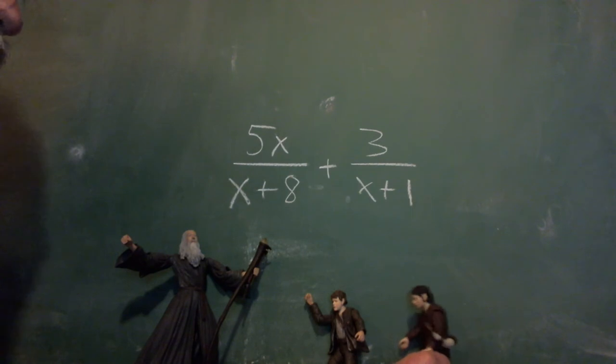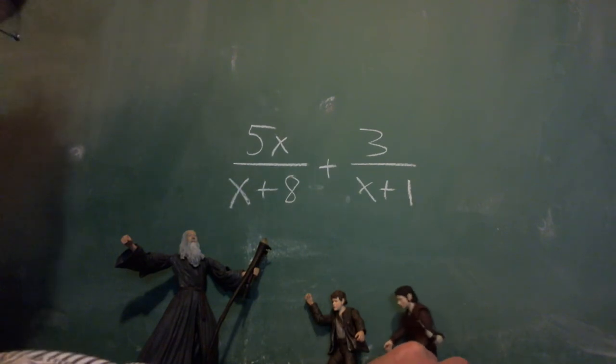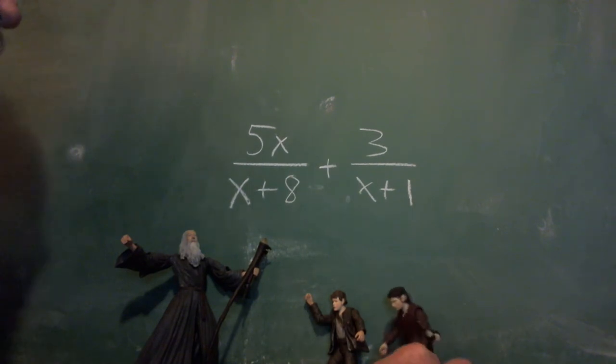When you add two fractions, you must have a common denominator, which is like magic.